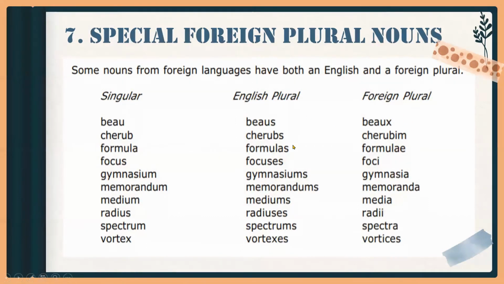We have cherub to cherubs and cherubim, formula to formulas or formulae, focus, focuses or foci, gymnasium to gymnasiums or gymnasia, memorandum to memorandums or memoranda, medium to mediums or media. That's why we say social media. Next, radius, we have radiuses or radii, spectrum to spectrums or spectra, and vortex to vortexes or vortices. So again, these are some of the foreign plural nouns that do not follow the other 6 rules which are aforementioned.